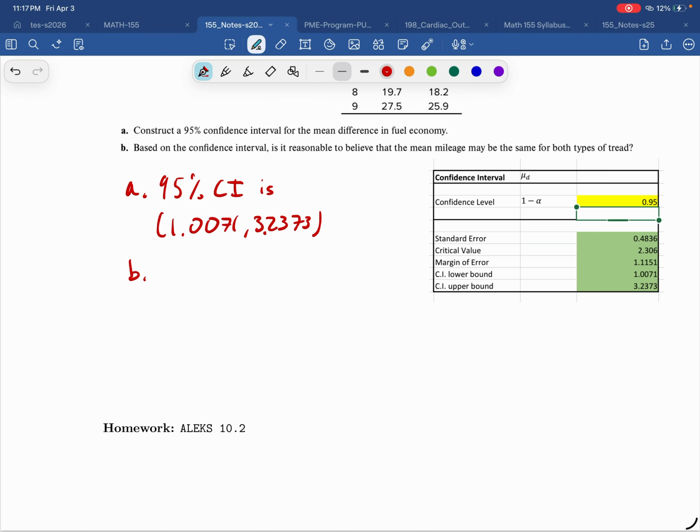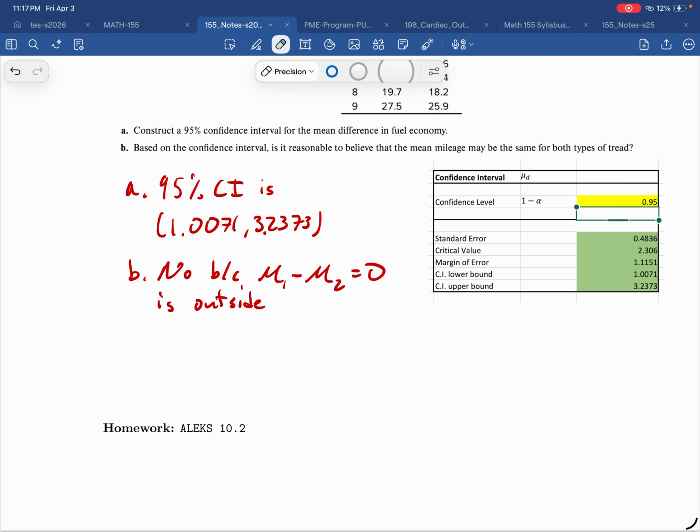B, is it reasonable to believe that the mean mileage may be the same? Well, no, it's not, because mu1 minus mu2 equals 0 is outside, or not in, our confidence interval. So it is not reasonable to think that the difference could be a value outside our confidence interval. And that's what we've got.